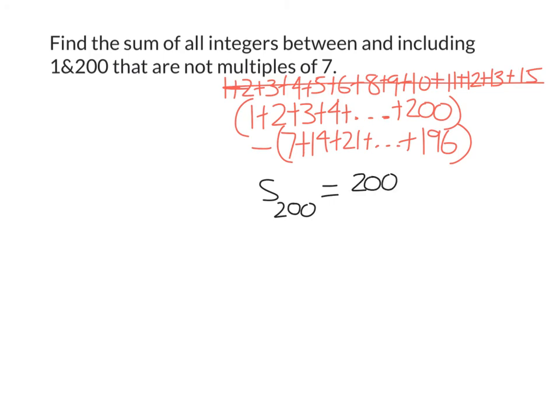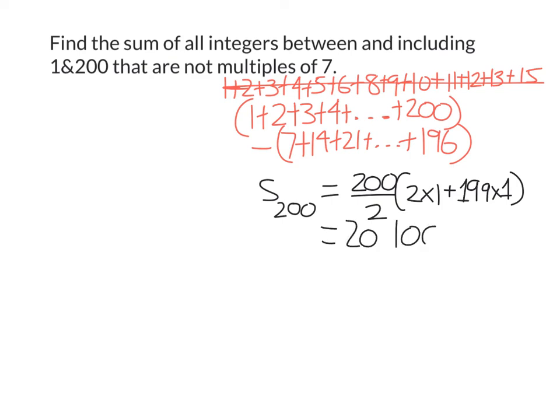So it will be n over 2, 2 times a plus n minus 1, which is 199, times d. The answer I get is actually 20,100. That is the sum of the first 200 integers. Now I'll call this one S star, the sum of this arithmetic series. Well, we know a is 7 and d is 7. How many terms would there be? If you go 196 divided by 7, you get 28. There are 28 multiples of 7 less than 200.